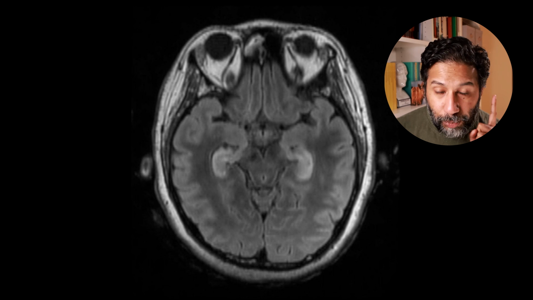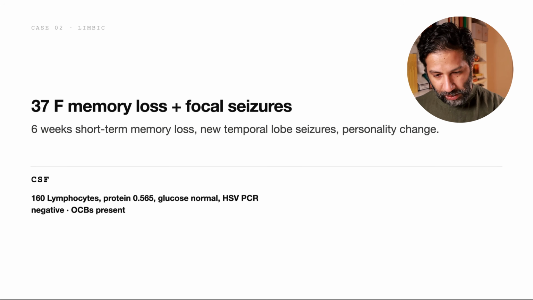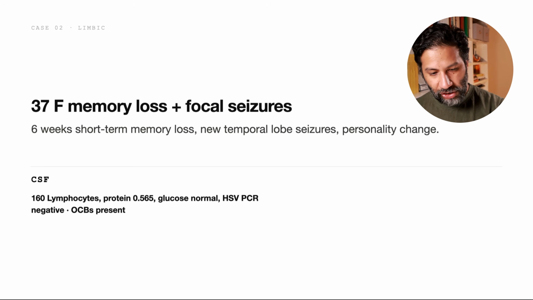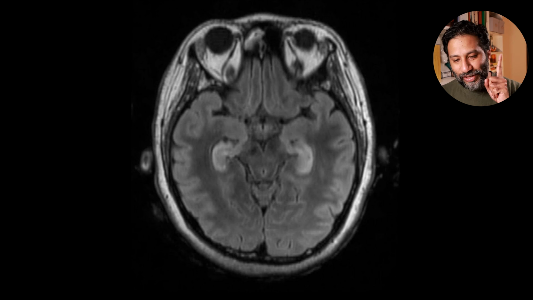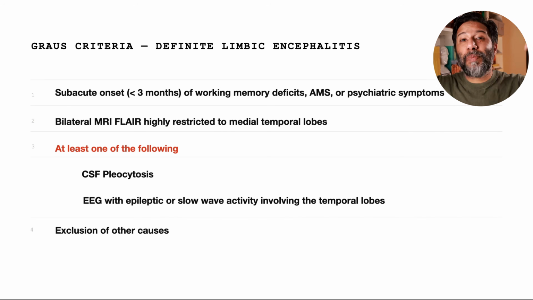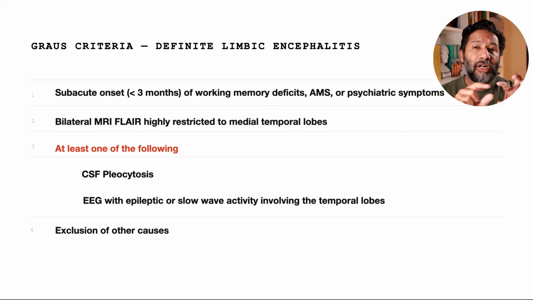But if we look at the probable diagnostic criteria, this patient has 6 weeks of memory loss, new seizures, an elevated white cell count, and a very typical MRI, so this would definitely be probable. And this is where the exclusion part comes in: in the probable criteria, we need to make sure we haven't got another better diagnosis. And the better diagnosis in this patient is limbic encephalitis.